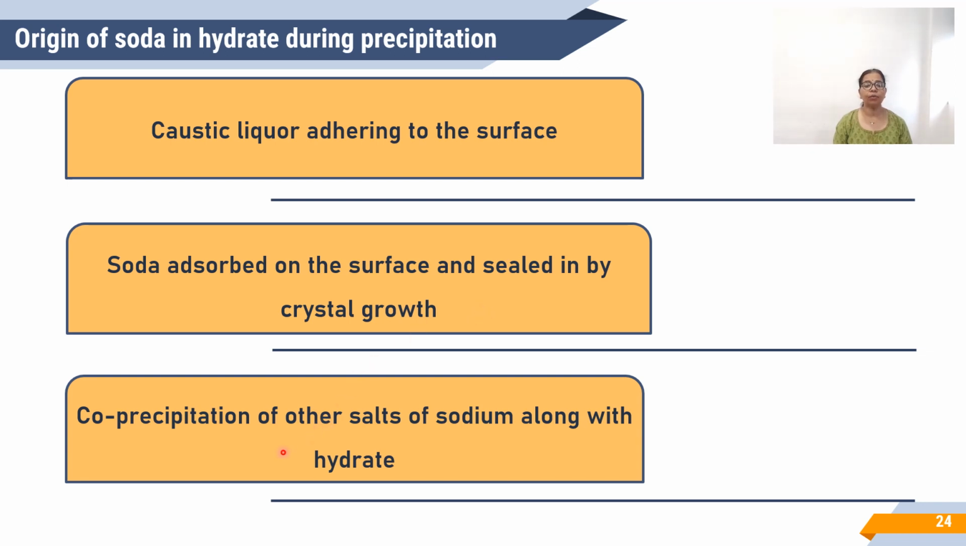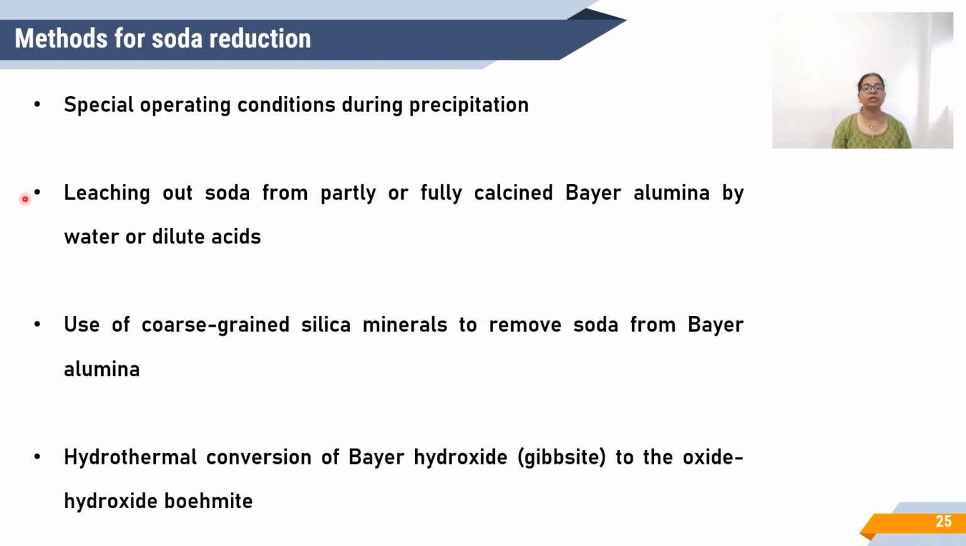And the third way in which the soda is incorporated into the hydrate is the co-precipitation of salts like sodium vanadate, sodium oxalate, and the other salts which are formed in the Bayer process along with the hydrate. So this is the origin of the soda, and some partial reduction of soda can be done by washing, but the soda which is incorporated into the crystals cannot be removed. So there are certain methods for soda reduction where the soda can be reduced to some extent.